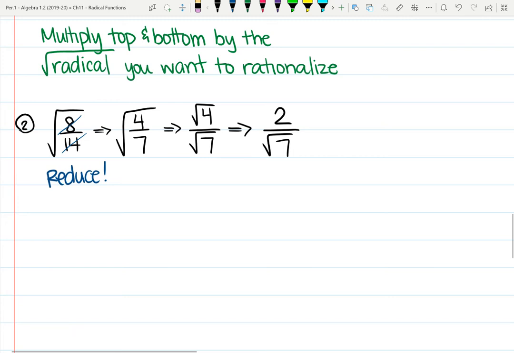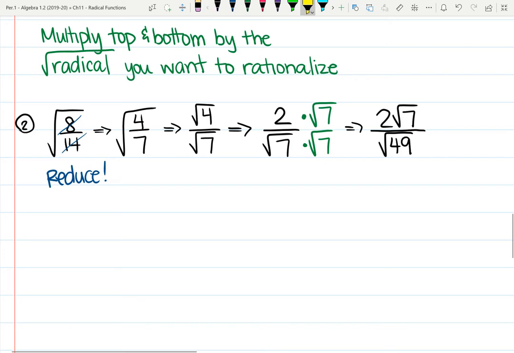So what do we do? I need to rationalize it. We are going to take the top and the bottom and multiply it by square root of 7, the thing we're trying to get rid of. So now we're rationalizing. All right, so what does this make? If I think about this, on the top, on the outside, we have 2 times the square root of 7. But here on the inside, 7 times 7 is 49.